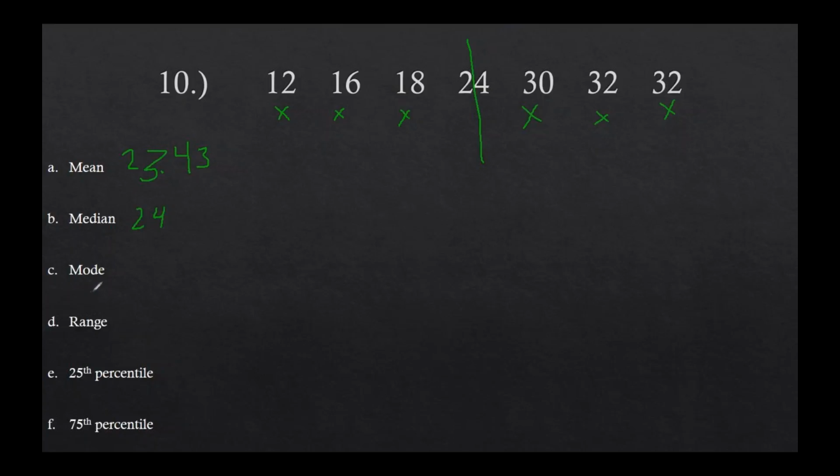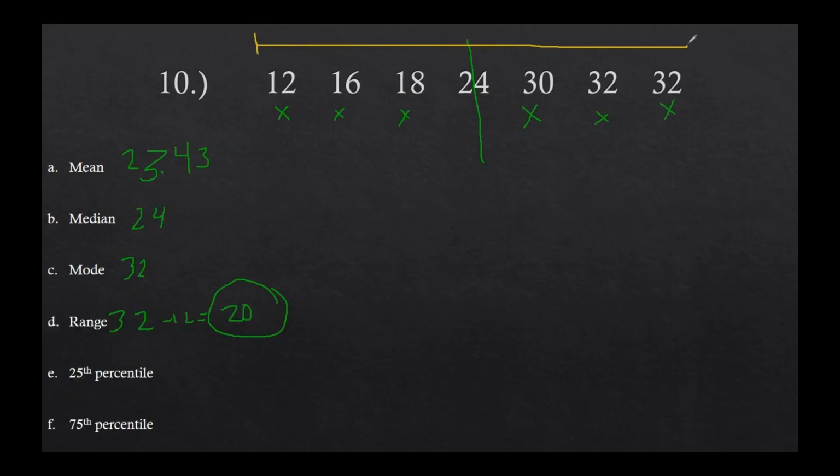Now the mode, which number appears most often? 32. You can have two modes. You can't have more than two. But in this case, 32 appears twice. Everything else is just there once, so we're good. And the range, well, our biggest number is 32. Our smallest number is 12, and therefore my range is 20. So that's all pretty straightforward. I feel like you've done that in the past. It's a refresher. If you haven't done it in a while, you are going to need a refresher, but that's about it. Now, the percentiles, okay?